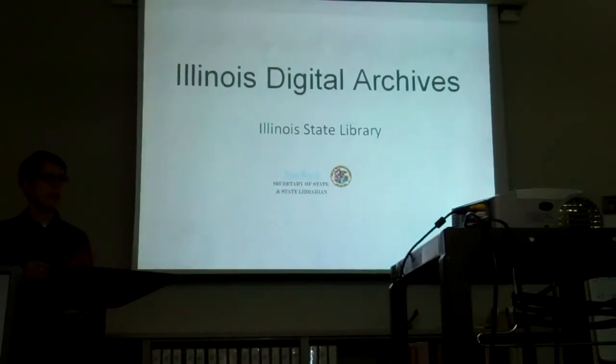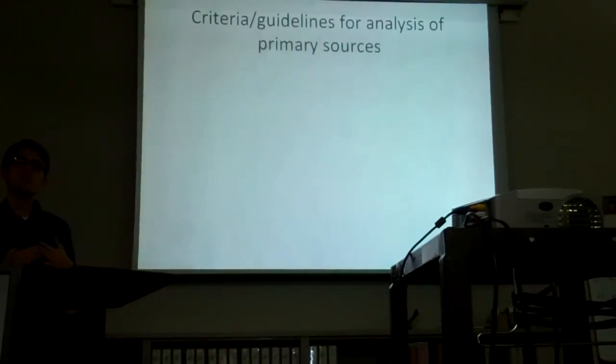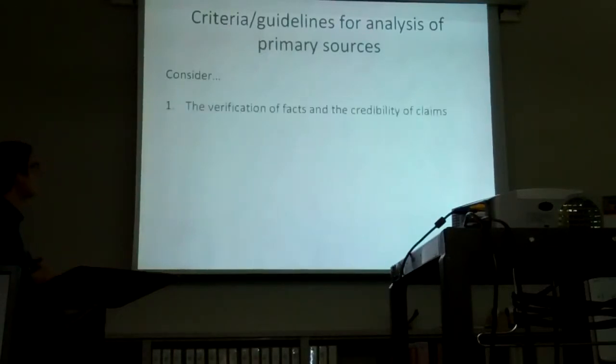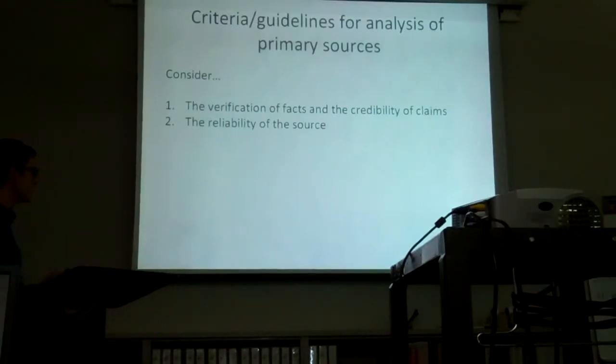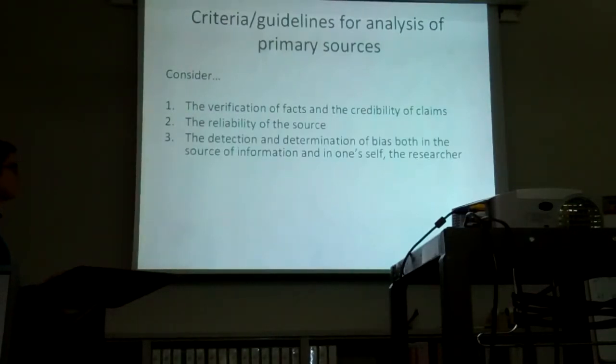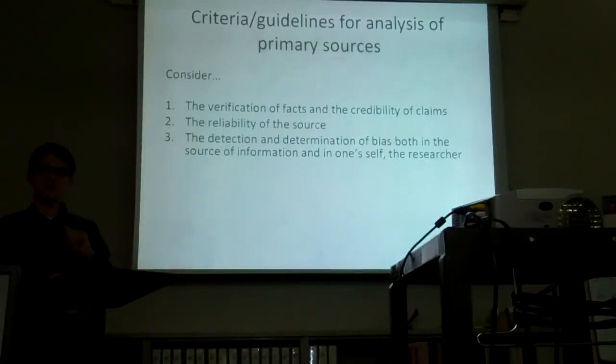There are a few guidelines and areas of criteria that I'm going to give to you to aid in your research of primary documents or sources. These are just a few things to consider when you're working with primary sources. First thing is the verification of facts and the credibility of claims within that document, the reliability of the source that created that document or experienced the event, the detection and determination of a bias both in the source of the information and in oneself, you the researcher. So do you have a bias towards what you're reading? Do you have a filter that all of this is going through, your observations?